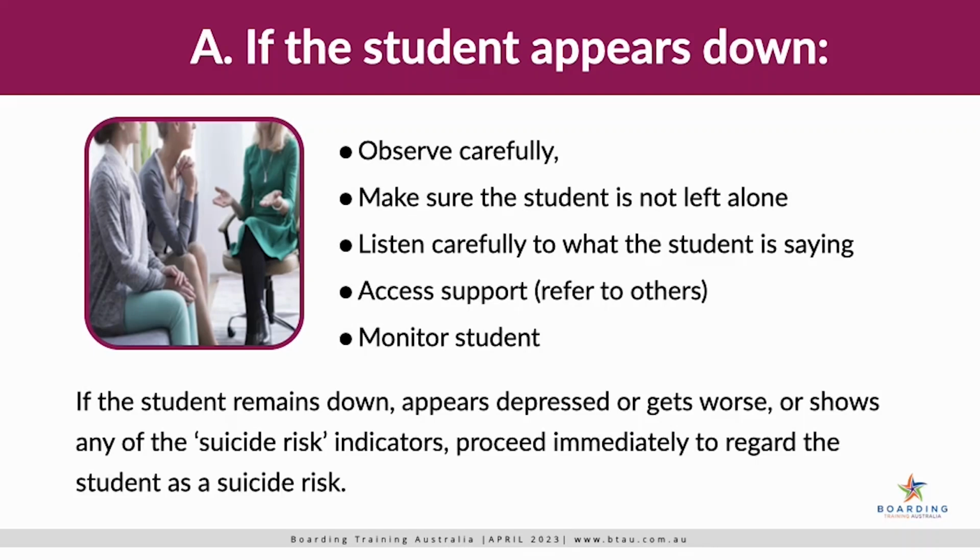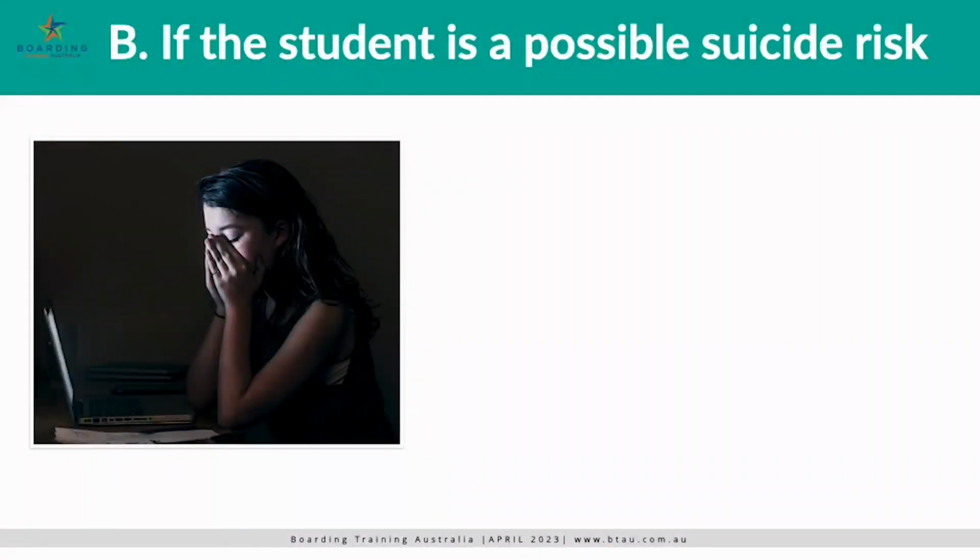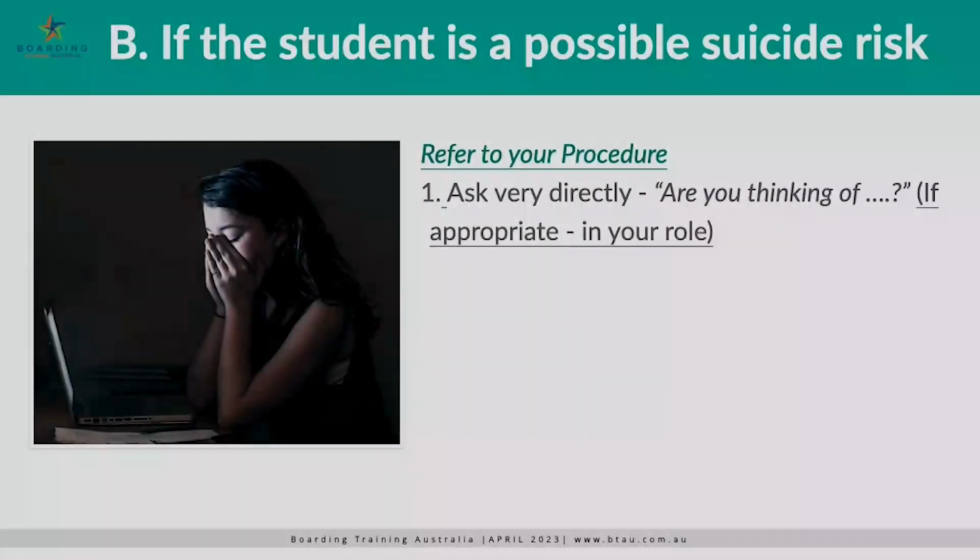Now, if the student remains down, appears depressed or gets worse, or shows any of the suicide risk indicators, proceed immediately to regard this student as a suicide risk. Now, if you believe a student is a possible suicide risk, first and foremost, refer to your procedure. So your boarding residence procedure.